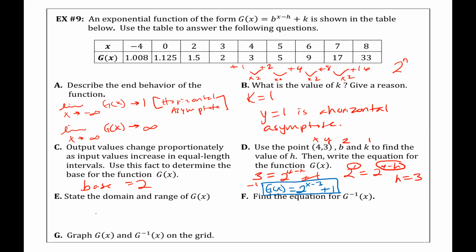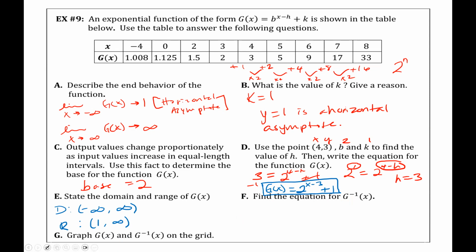It says state the domain and range of g of x. So the domain here, our domain is from negative infinity to positive infinity. Our range is from our asymptote to infinity. So our asymptote is at 1, and it keeps growing, all right? Find the equation for the inverse of g of x.